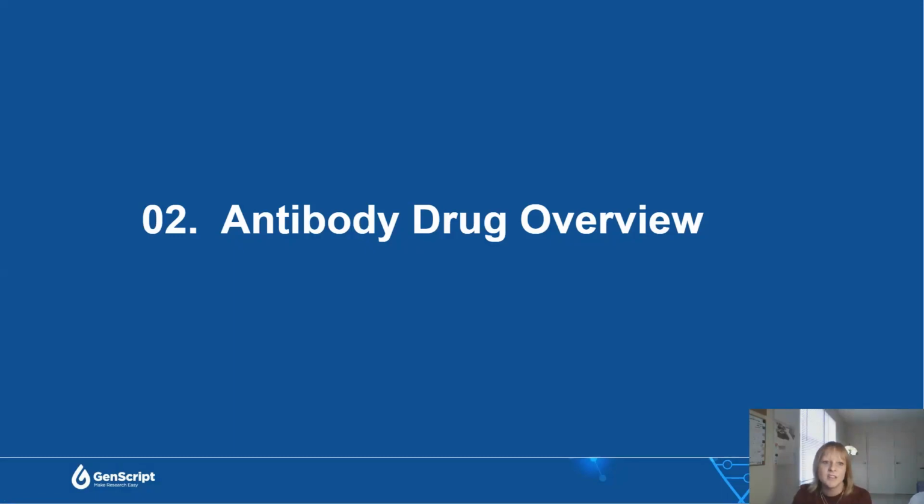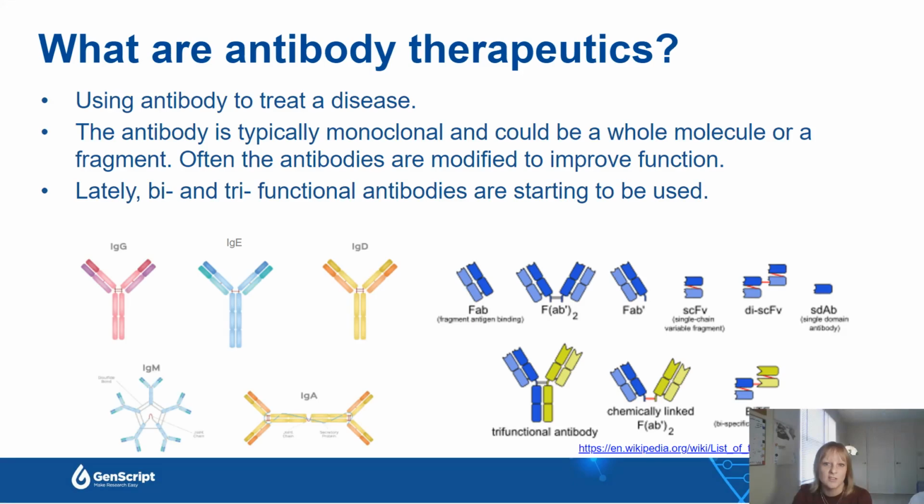So let's get started and talk about what are antibody drugs. Antibody drugs are based on the magic of our own immune system, whereby we produce and engineer antibodies to treat or modify disease. On the left, you can see the types of antibodies our immune system naturally develops. The antibody drugs are highly specific to their target, the most common type being a monoclonal antibody.